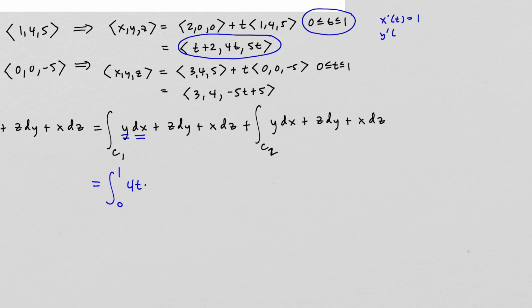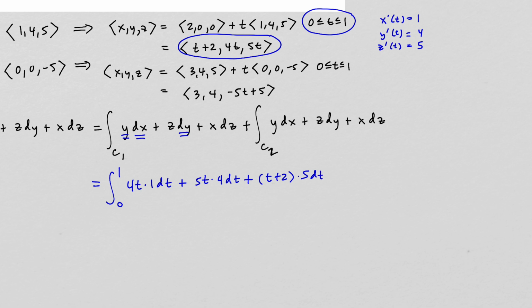Let's go ahead and do y prime and z prime while we're at it. Y prime is 4 and z prime is 5. So it's going to be 4t multiplied by 1 dt plus z, which is 5t, multiplied by dy, which is y prime of t dt. So that's going to be 4 times dt, plus x dz, which is t plus 2. dz is 5 dt. That's the first integral.